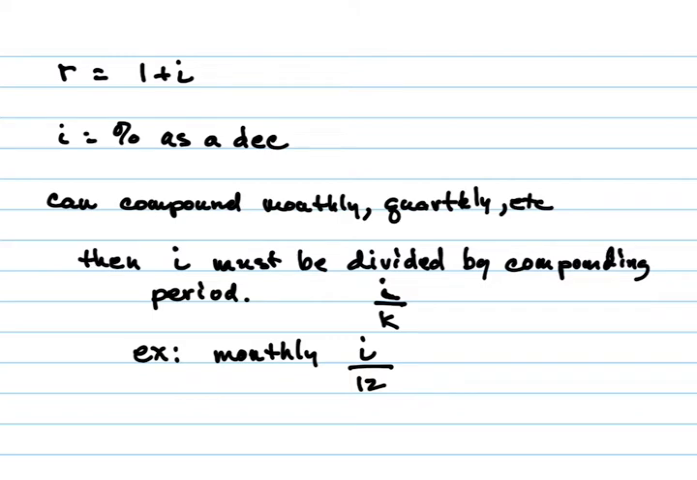All right, so let's talk about some steps. You know what the background is, so let's talk about our steps for making this work. First step is to find I. You're going to be given an interest rate as a percent. You simply change that percent into a what?